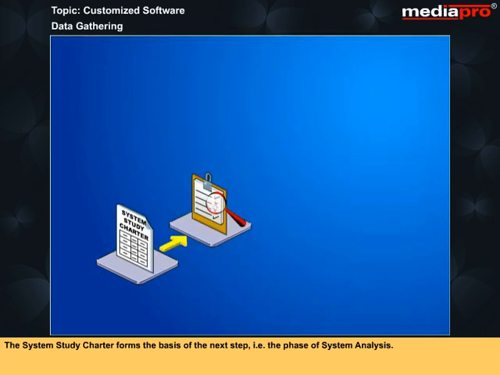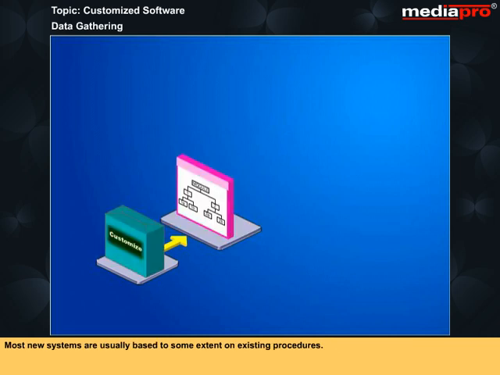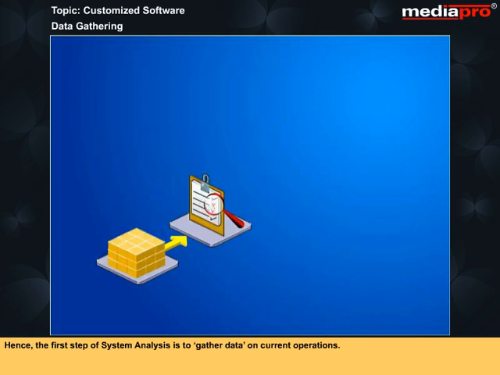The system study charter forms the basis of the next step, that is, the phase of system analysis. Most new systems are usually based to some extent on existing procedures. Hence, the first step of system analysis is to gather data on current operations.